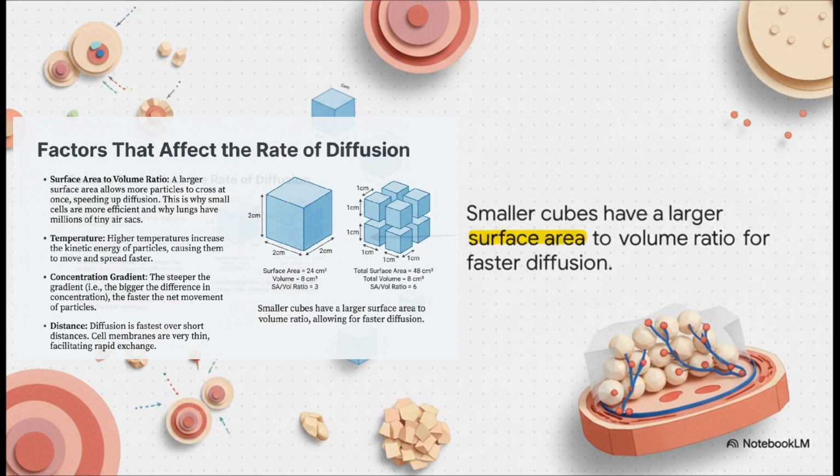And this brings us to one of the most important ideas in all of biology. Seriously, the surface area to volume ratio. Take a look at these cubes. The giant cube and the 8 small cubes have the exact same total volume. But look at the surface area. The smaller cubes have double the surface area. This is precisely why our cells are microscopic. It gives them a huge surface area to get nutrients in and waste out super fast.